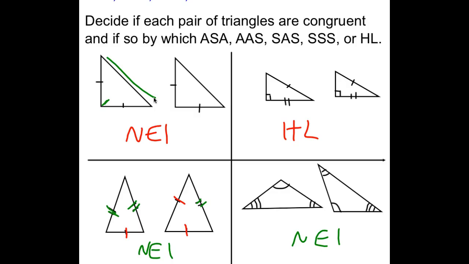The next one is hypotenuse leg. This is the one that everybody forgets about. Remember, hypotenuse leg has 3 criteria. First is that they're right triangles. Second is that they have congruent hypotenuses, and third is that one of their sides is the same. So that's why those ones are going to be congruent.